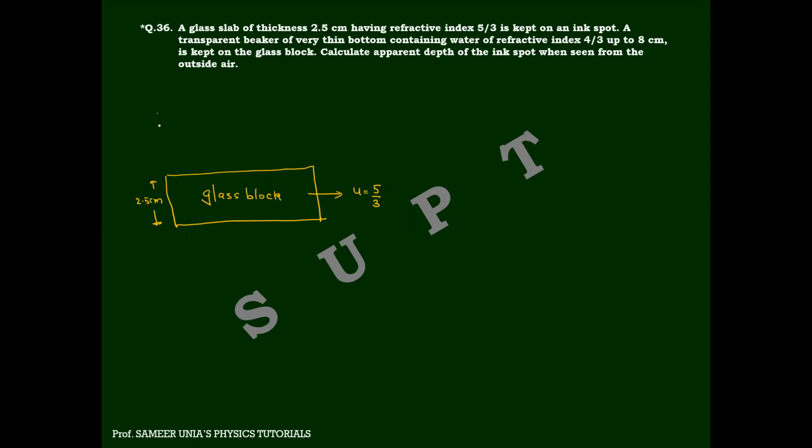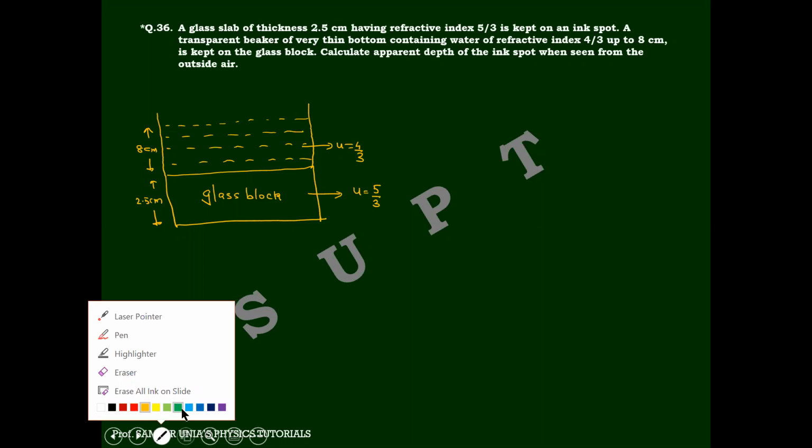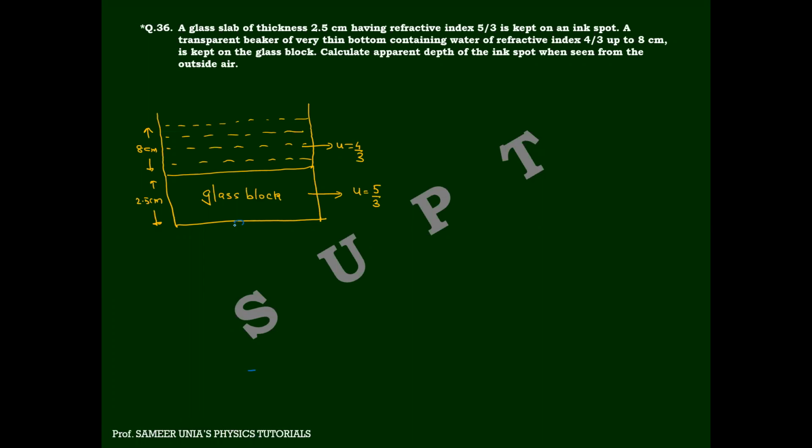इसके ऊपर हमने एक बीकर रख दिया जिसके अंदर हमने पानी भर दिया. कितना थिकनेस तक पानी भरा है? 8 सेंटीमीटर तक. और इसका रिफ्रैक्टिव इंडेक्स इज व्हाट? 4/3. Yes or no? Calculate the apparent depth of the ink spot when seen from outside. तो यहाँ पर नीचे एक इंक स्पॉट है. कह रहे ये कितना ऊपर दिखेगा.